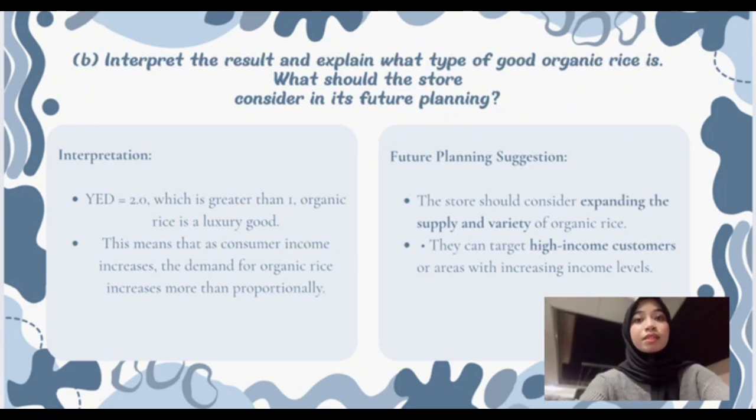So the interpretation is, YED adalah 2.0 yang tadi kita kira, which is greater than 1. Organic rice is a luxury good. Second, this means that as consumer income increases, the demand for organic rice increases more than proportionally. In the future planning suggestion, in my opinion, the store should consider expanding the supply and variety of organic rice. They can target high-income customers or areas with increasing income levels.